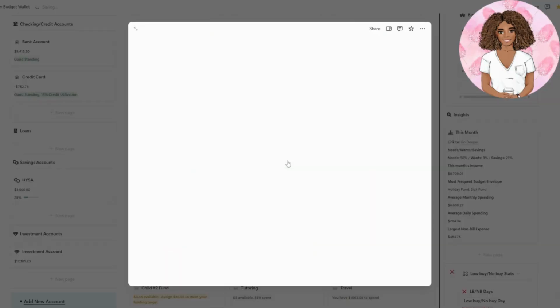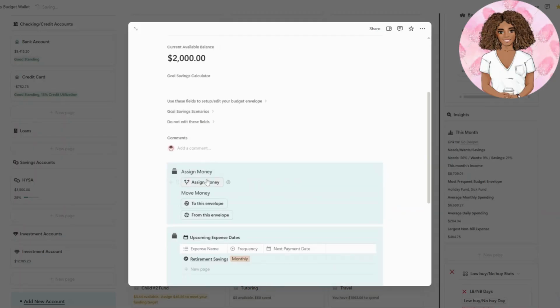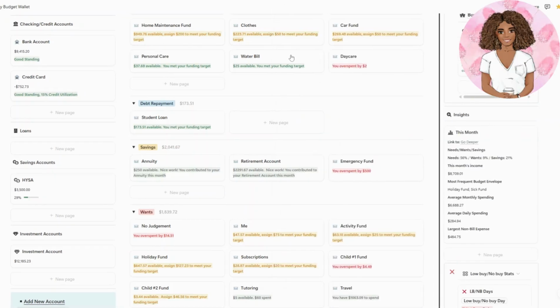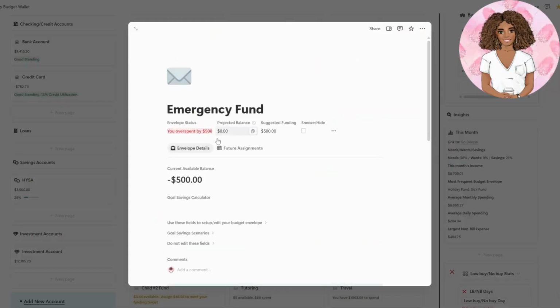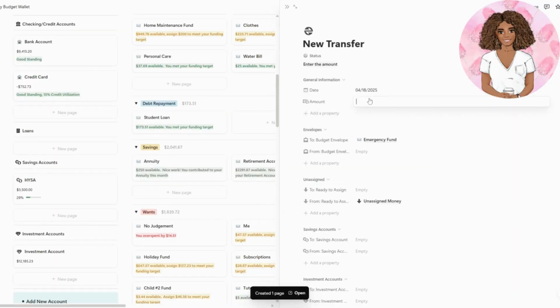Okay, retirement is supposed to get 291.67. So 291.67. Okay, close that. In my emergency fund, we'll put that $500 in. Okay, close that.